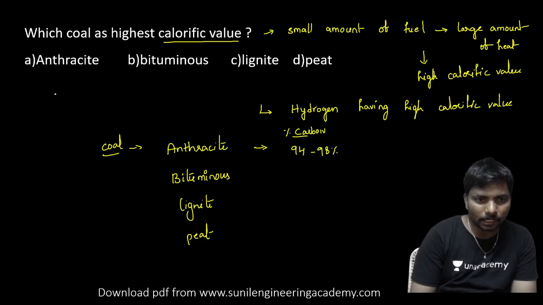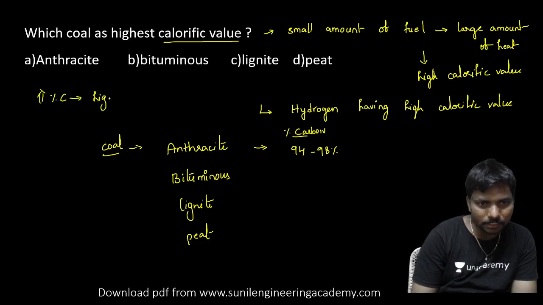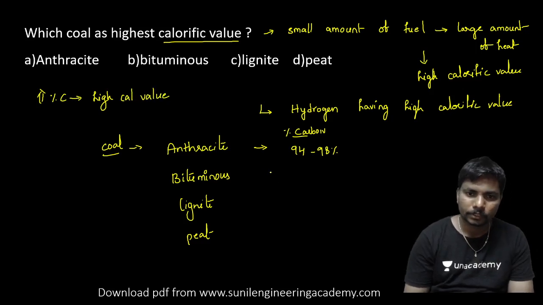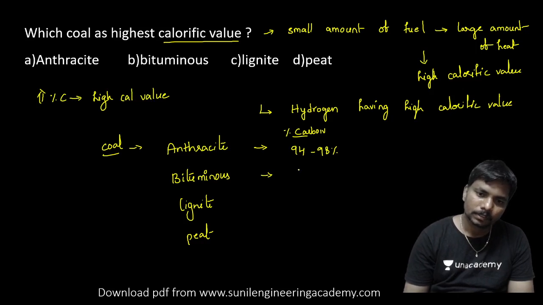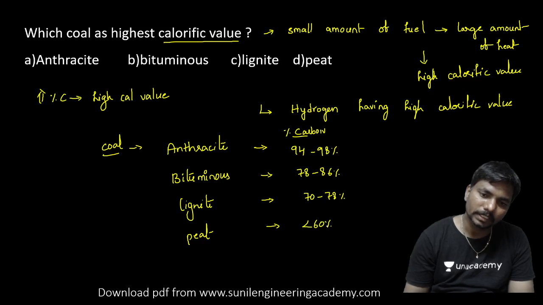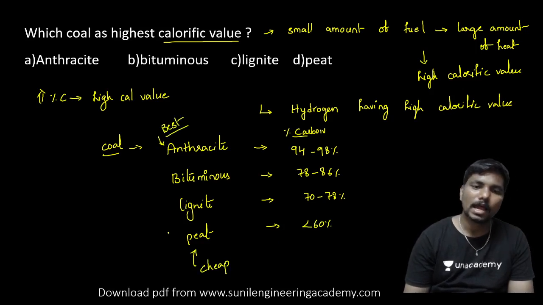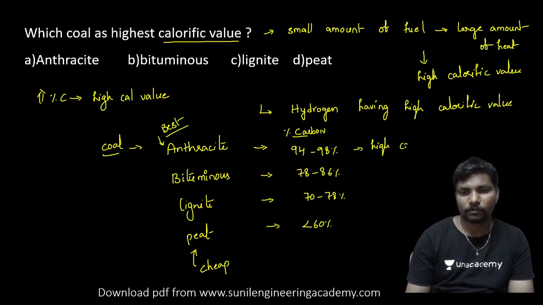So here you can get an idea: the higher the carbon percentage, the higher the calorific value. Carbon is a fuel with high calorific value. Okay, so bituminous is nearly 78 to 86%. Lignite is 70 to 78%. Peat is less than 60%. It is the cheap type of coal. Okay, anthracite is the best type of coal, having the highest calorific value.